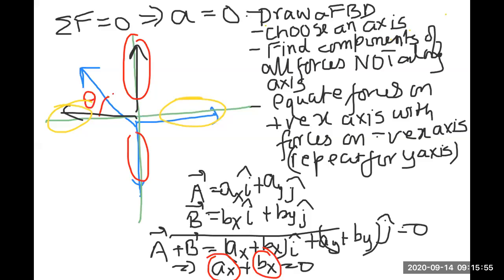So this is how we deal with equilibrium problems, right? This is how we deal with problems where there is no acceleration. How to deal with problems where there is acceleration is what we are hopefully going to discuss later today.